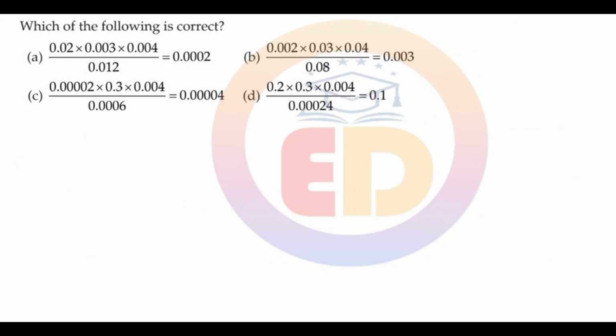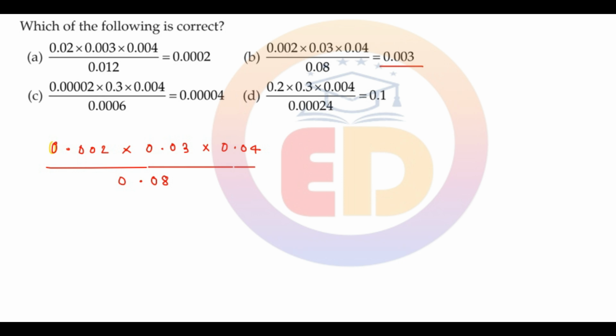Let us analyze the second option B. Says 0.02 multiplied by 0.03 multiplied by 0.04 upon 0.08. We have to check whether it is equal to 0.003 or not, and for that let us first solve the left hand side part.